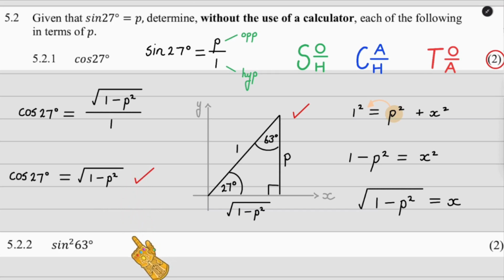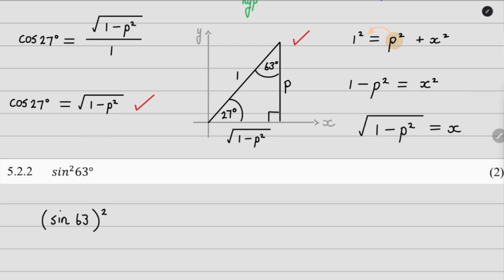Alright, now 5.2.2, we need to get sine squared of 63. The square is a bit off-putting, so how you deal with it is like this. You just move it to the outside. These are essentially the same thing. They mean the same thing. If the square is there or on the outside, it's the exact same thing. Now that I've got sine of 63 inside the bracket, I'm going to use my sketch to change sine of 63 to the actual ratio. So let's grab the sketch and make that happen.